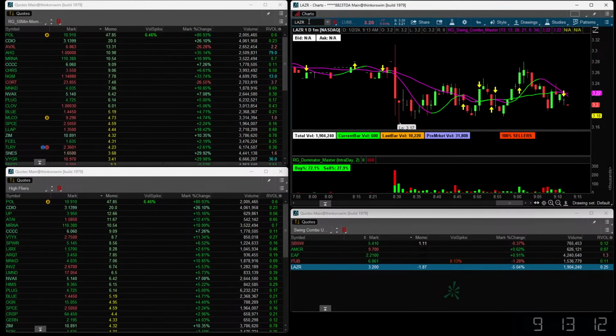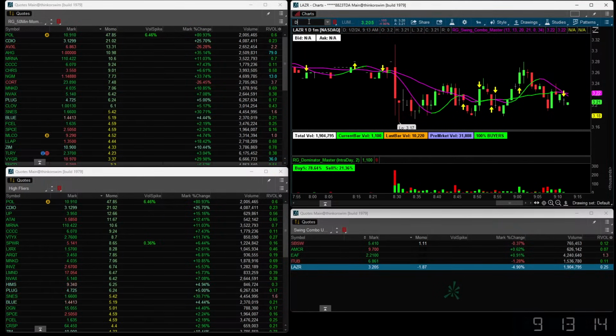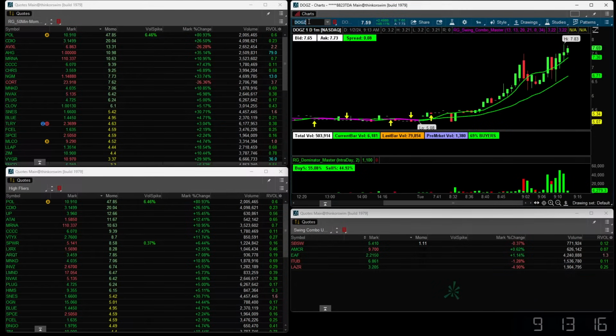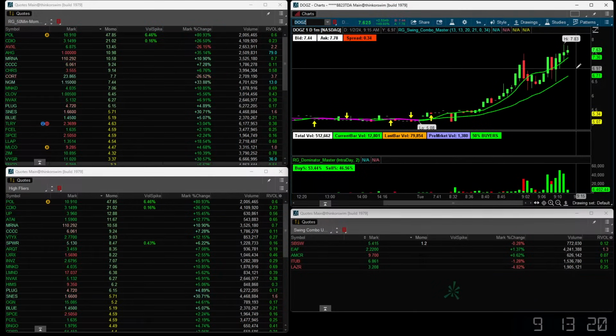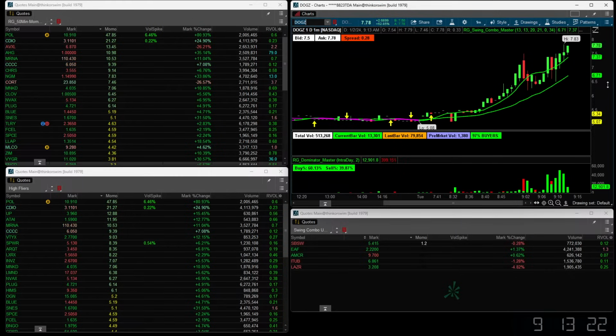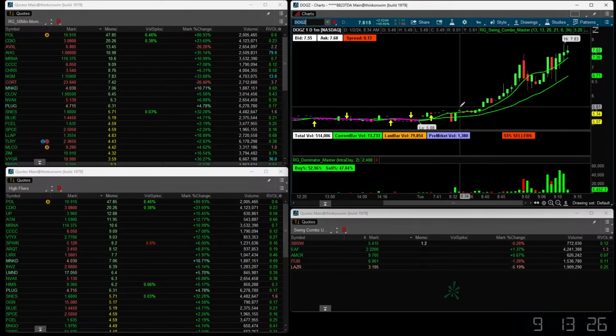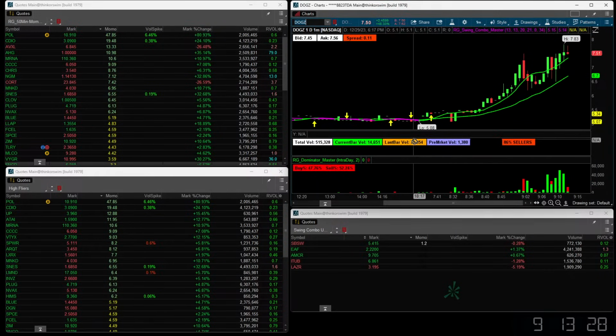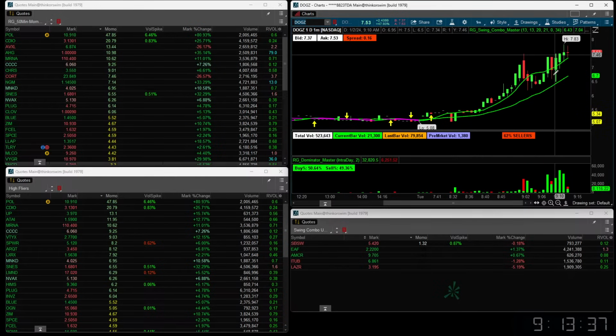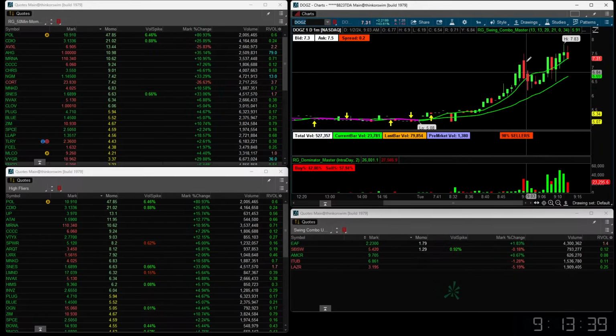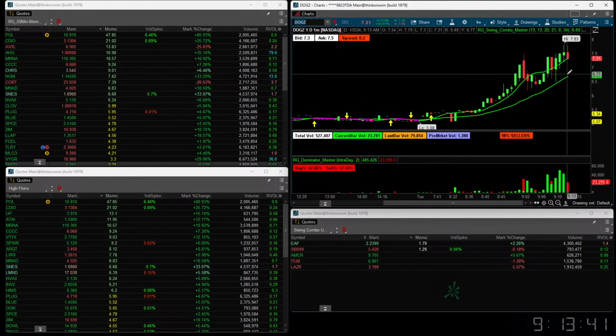DOGZ, I saw several of you posting it. I'll take a look at it. DOGZ. Very low volume, 80,000 shares traded on the last candle. Not my kind of volume. And it's pretty volatile. It's coming up and pulling back hard when it comes up. So it may come back down here.